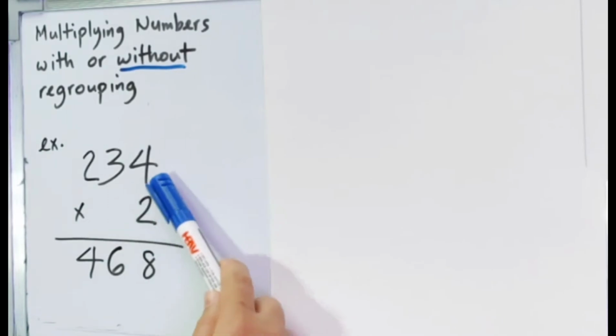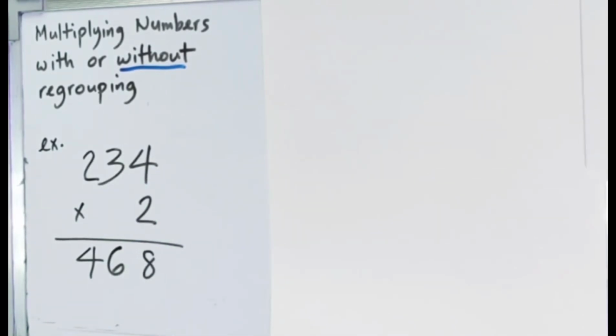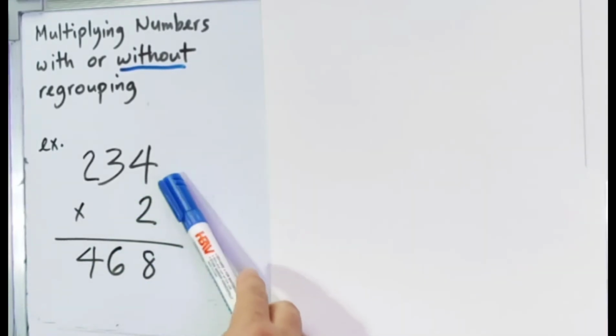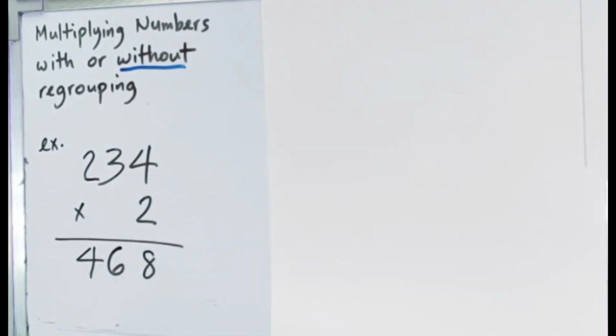So for instance, we have 234 multiplied by 2. So the standard way is multiplying the ones digit by the given 1-digit number. So we have 8. The tens digit multiplied by this, we have 6, and we put it in the same column as the 3. And for the hundreds digit, we multiply that by 2, so we get 4, and they are in the same column. So the answer is 468.